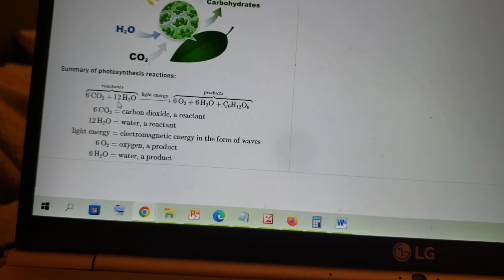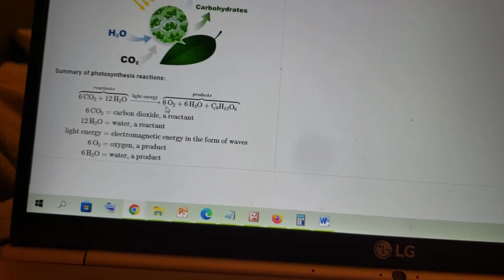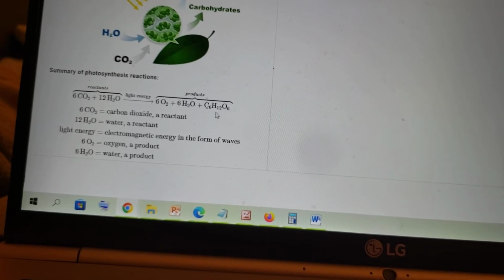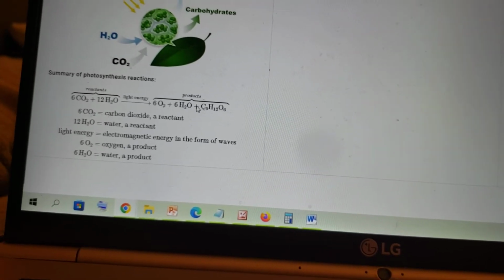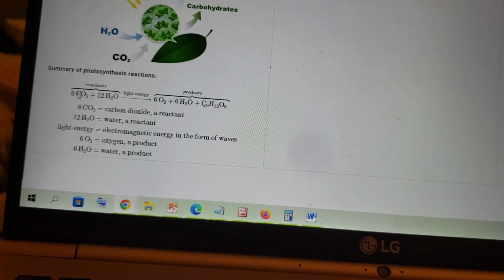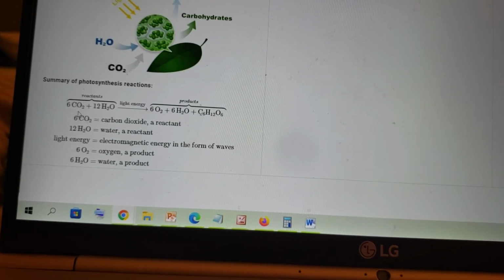Right here. 6 CO2 plus 12 H2O. Using the energy of light, we get oxygen as the byproduct, then water and glucose. Okay? So carbon dioxide is the reactant. So it will be used, okay? Consumed by a reaction. So the amount of carbon dioxide via photosynthesis should decrease.